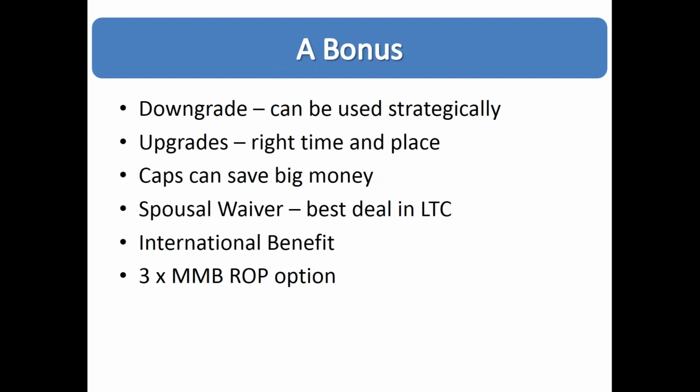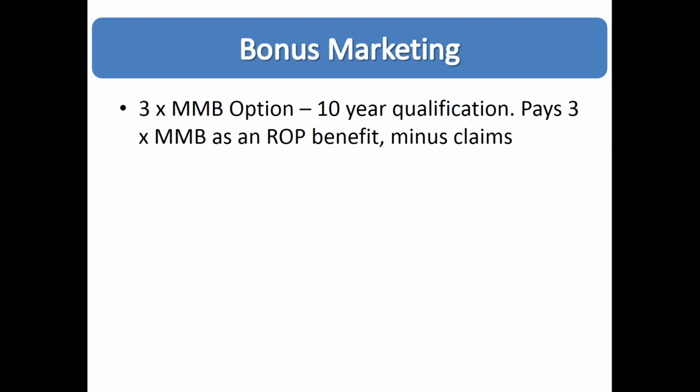So we've done the downgrades, the upgrades, the caps, the joint waiver of premium, and the strength of the international benefit. Another little forgotten rider that you could potentially add to your policy is one of the return of premium options. It returns 3 times the monthly maximum benefit at death, minus any claims they may have paid. There's a 10-year qualification period for this rider as well.